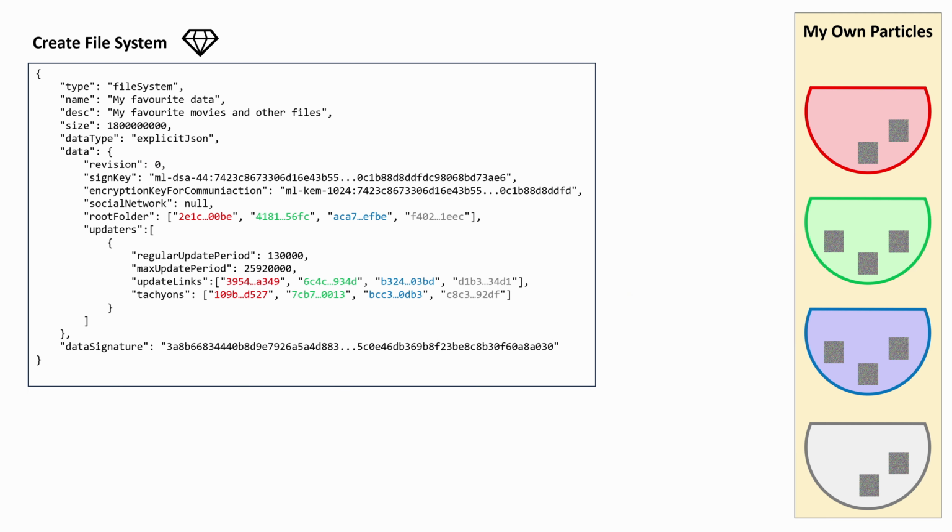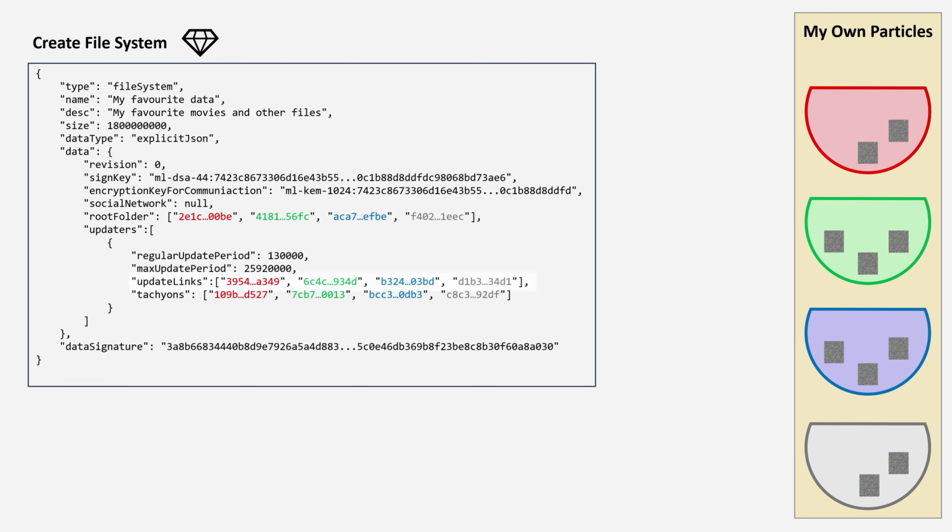Finally, we have the file system descriptor. This contains the signature key and the communication key. Those are so-called golden keys. Their private part is known only to the author of the file system, and the public part is a unique identification of the file system.